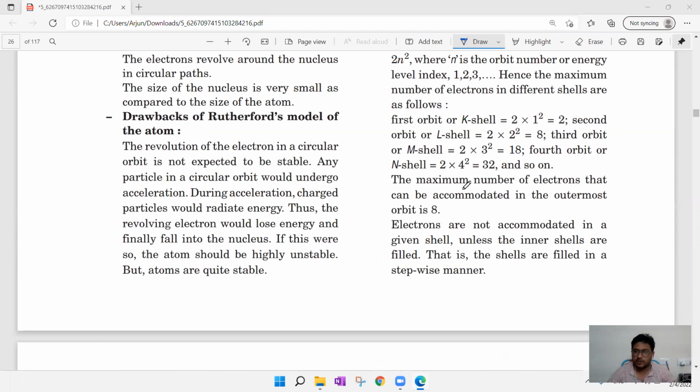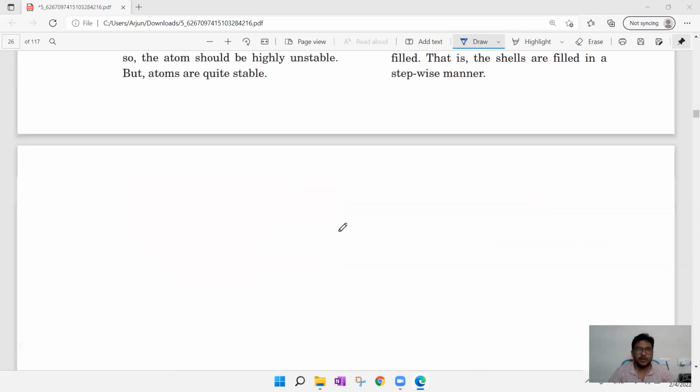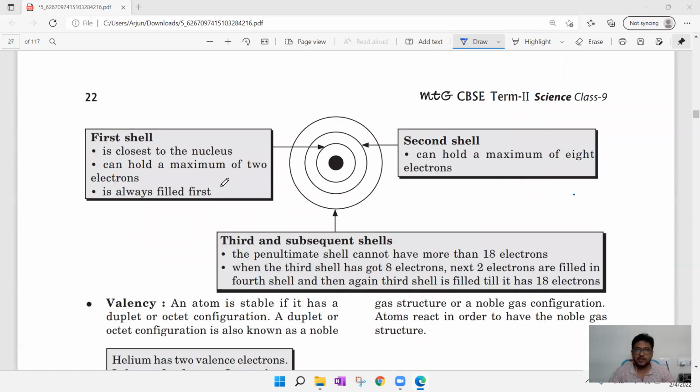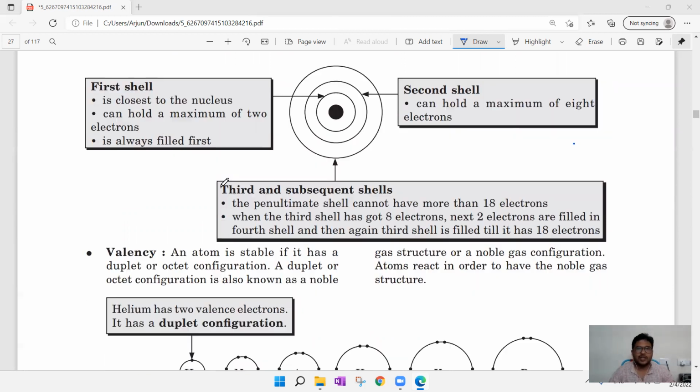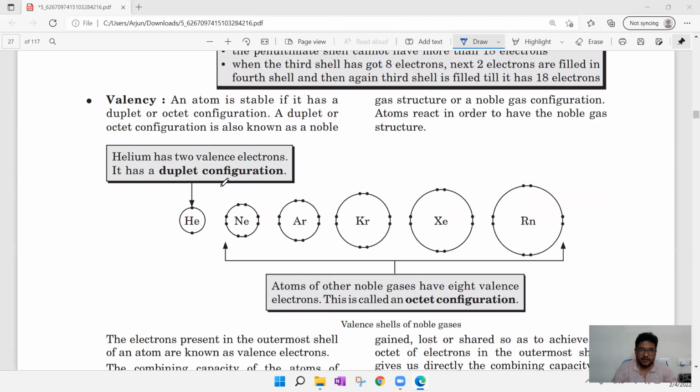Then we have seen different types of orbits and how many electrons are present in each orbit. Then we have seen concepts regarding shell 1, shell 2, shell 3. Then in this lecture, we need to start from valency. So basically, what is meant by valency?